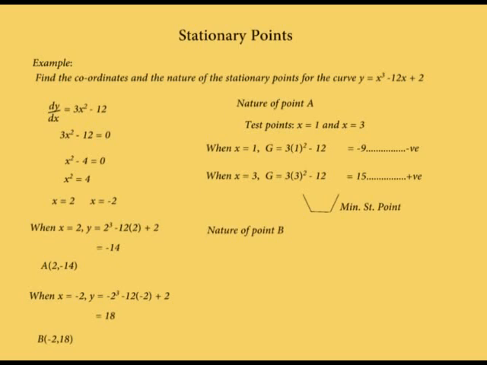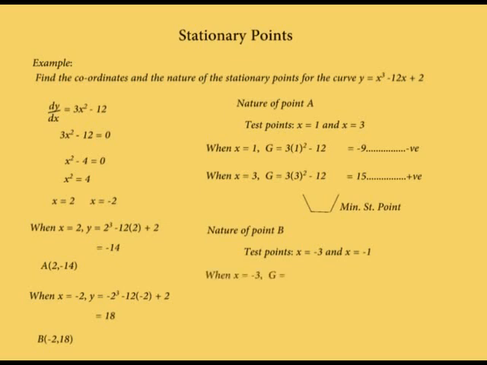Point B, what is the nature of the stationary point? The coordinate of x at the stationary point is x is equal to minus 2, and at that point gradient is 0. We test the neighborhood of x is equal to negative 2. We shall test x is equal to negative 3 and x is equal to negative 1. Notice that x is equal to negative 3 is on the left. x is equal to negative 1 is on the right of the stationary point.